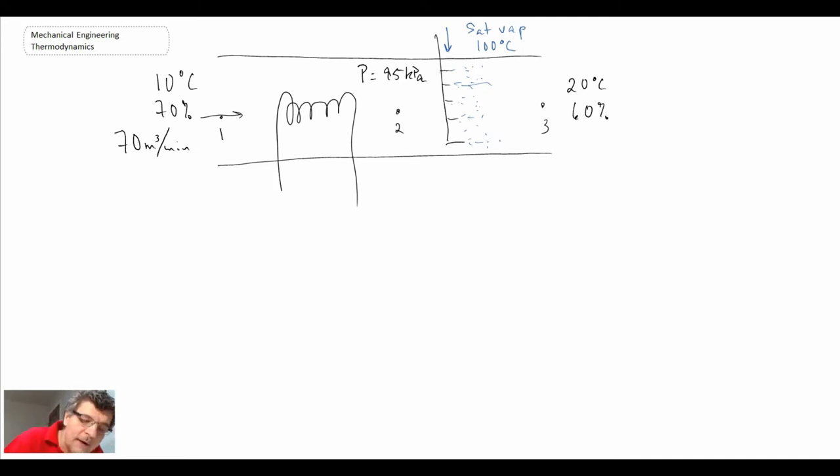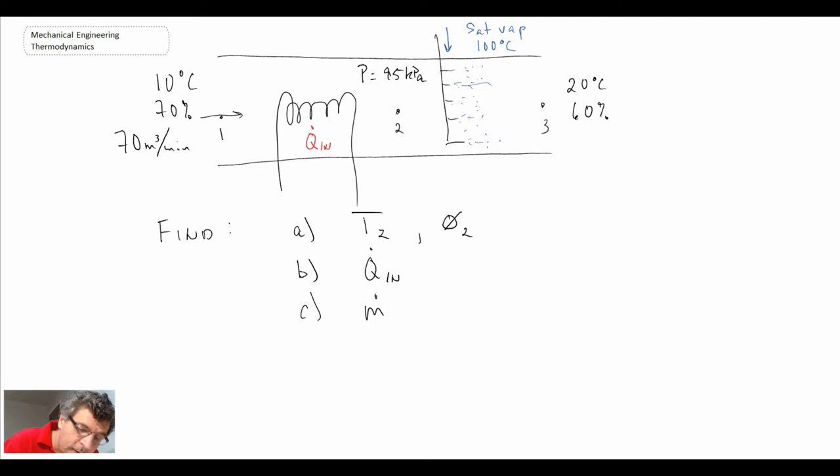Now, what we want to find in this problem: first of all, the temperature after the heating section, so T2, and they also want us to get the relative humidity at that location. The next thing they want to know is how much thermal energy we're putting in on the heating section, so that would be Q dot in, because we're heating. And the last thing they want to know is how much liquid water we are adding, so the mass flow rate of water in, m dot w. So those are the things that we want to find.